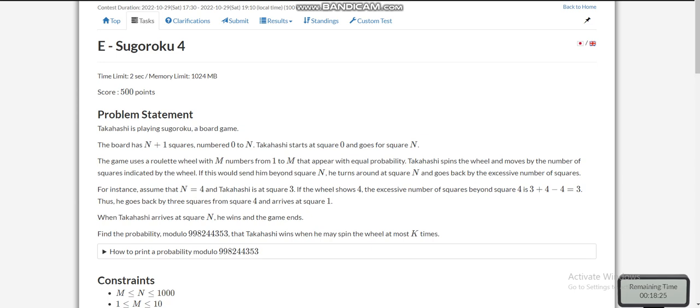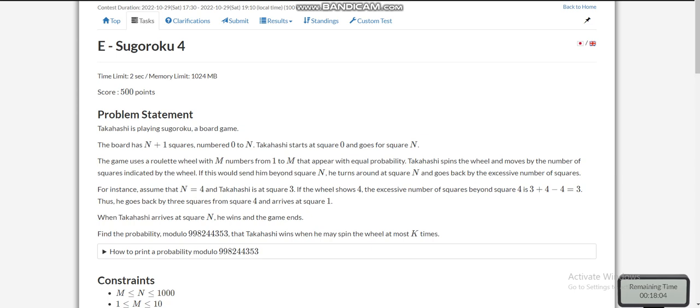Hello everyone, today I am going to explain the fifth problem of AtCoder Beginner Contest 275, which is Sugoroku 4. Takahashi is playing Sugoroku, a board game. The board contains n plus 1 squares numbered from 0 to n. He also has a roulette wheel. He will spin the wheel and get one of the numbers from 1 to M with equal probability.